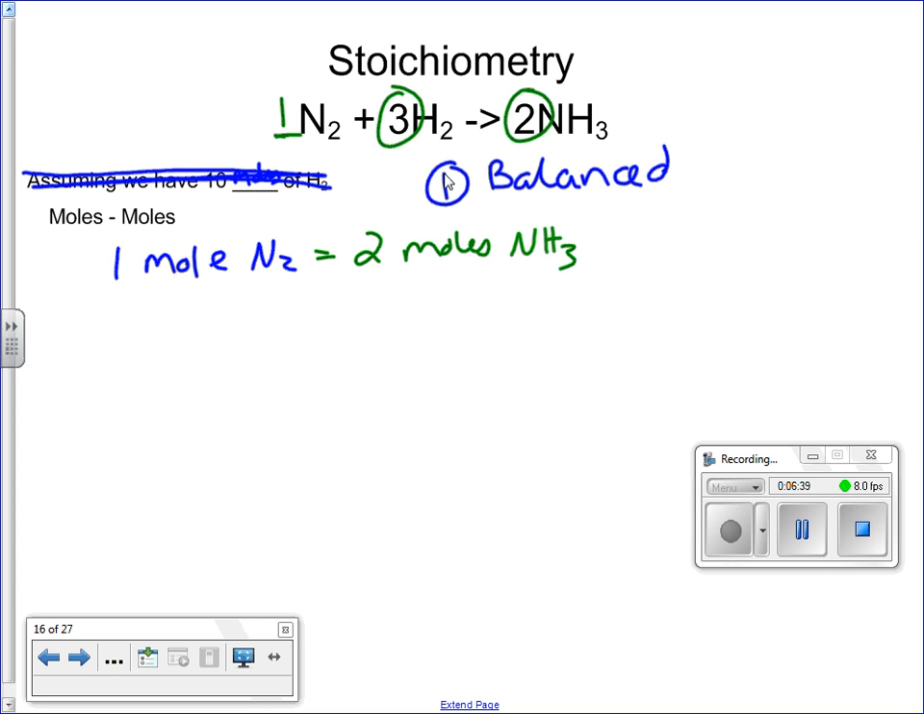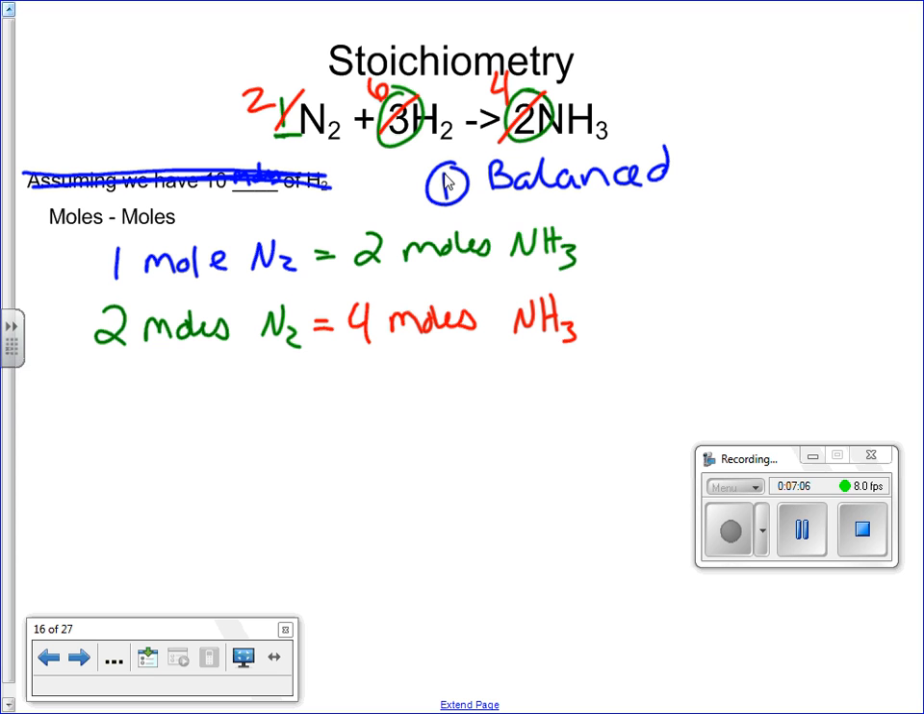If I had 2 moles of nitrogen, okay? So I'm not starting with 1 mole anymore. I'm starting with 2. Well, if I started with 2 moles of nitrogen, I have to change everything else. I would need 6 moles of hydrogen, and I would produce 4 moles of ammonia.